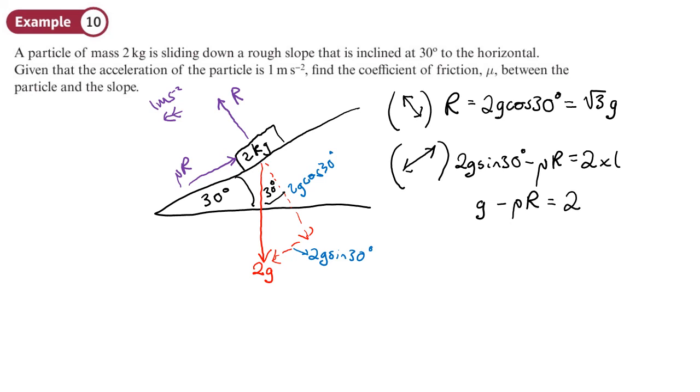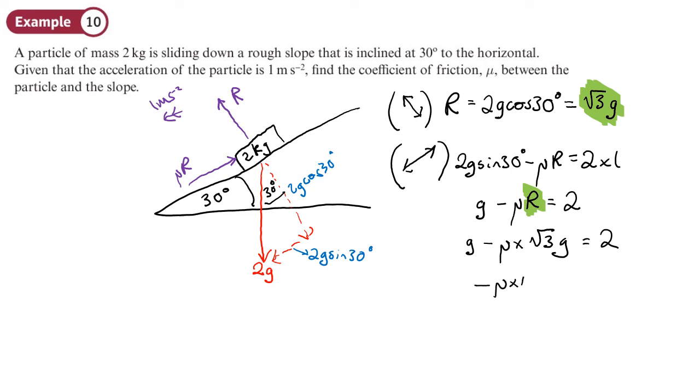Right, notice how I'm leaving things in terms of g. We don't want to write decimals and surds all over the place unless we have to. Now R is root 3 g. So g minus mu times by root 3 g. So remember that I got my value of R up here. So I'm just substituting that in, equals 2. So let's now work out what mu is.